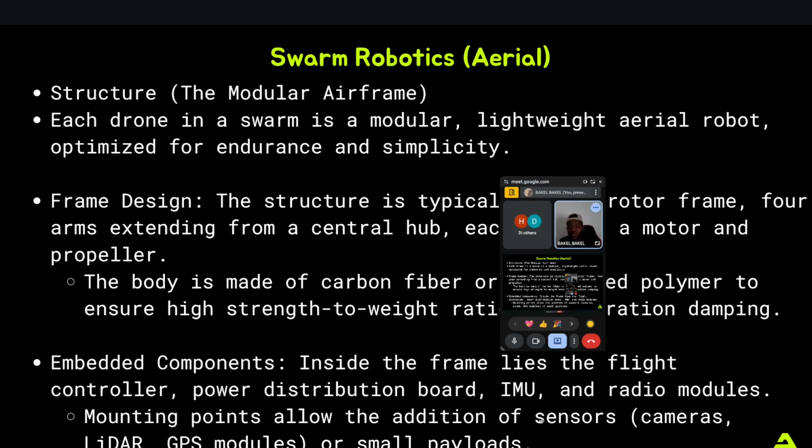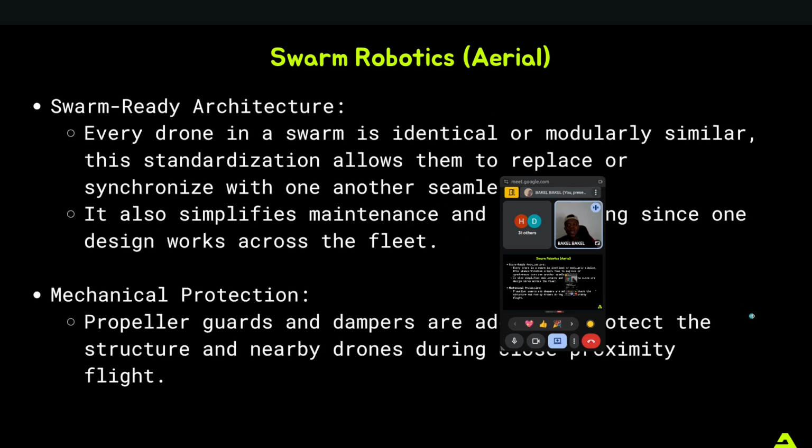Now, another thing we would also look at is architecture, right? So each of the drones is identical. It's either they're identical or they're modular. I mean, you can have two different robots and hook them up in a way that makes it modular, and it works. But let's assume they're all identical. So that's the architecture, like a lot of them.